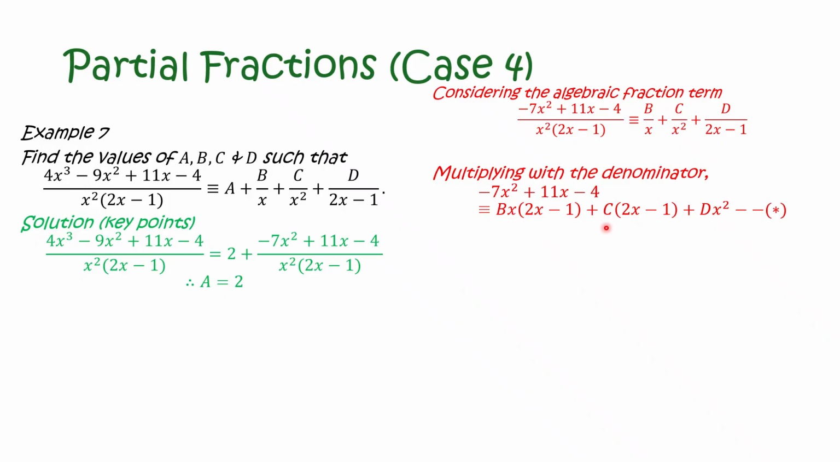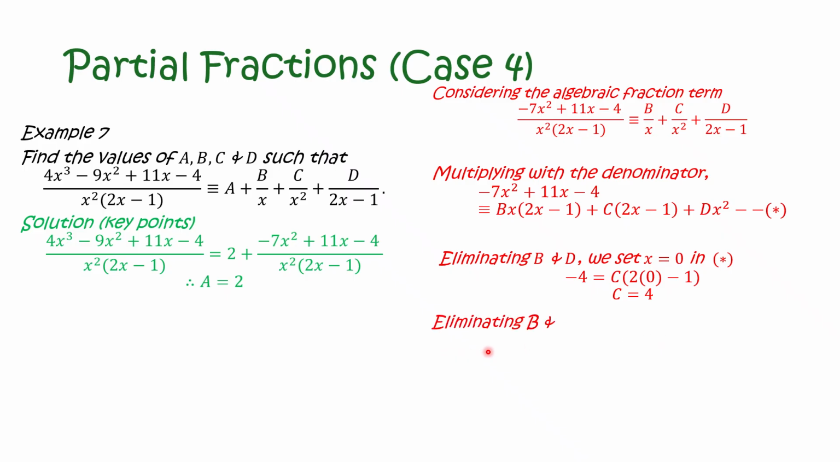In doing that, we are going to have minus 7x squared plus 11x minus 4 is equivalent to bx times 2x minus 1 plus c times 2x minus 1 plus dx squared. Let's label this equation star, or identity star, because we will keep on referring back to it. Right, so we can eliminate b and d when we set x equal to 0 in identity star. With that, we get minus 4 is equal to c times 2 times 0 minus 1, implying that our c is equal to 4.